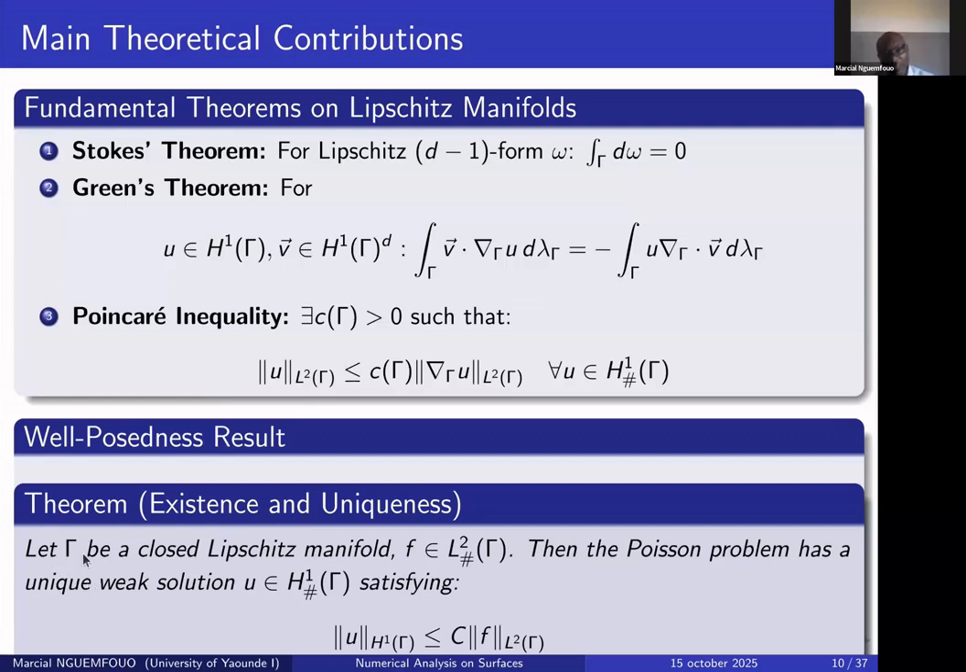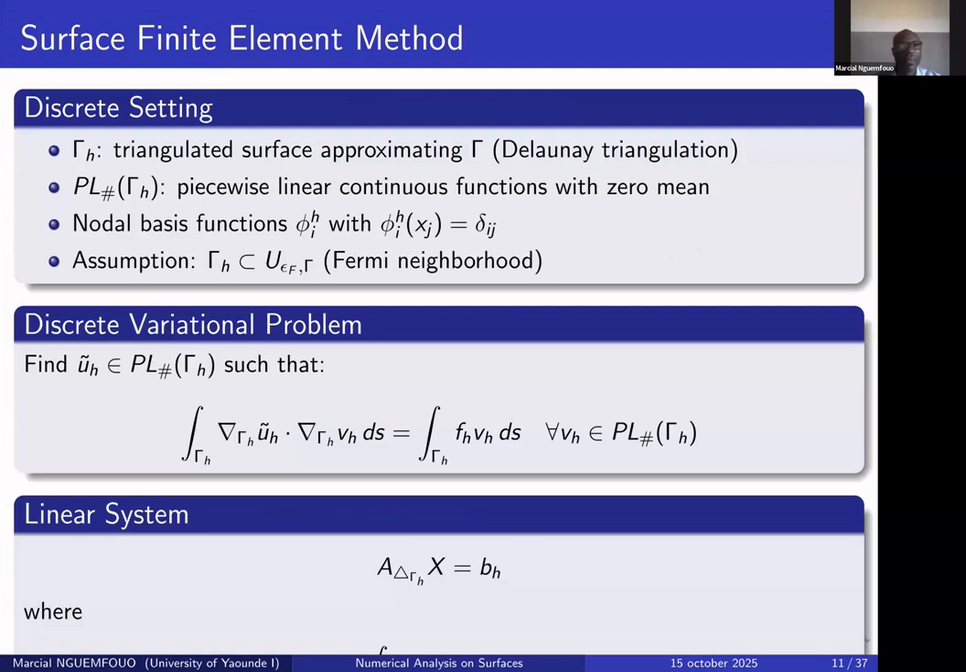Let gamma be a Lipschitz manifold. F lies in L2 of gamma. This is the space with mean value zero. Then the Poisson problem has a unique weak solution U satisfying this inequality. This inequality means that the solution depends continuously on the data. This ensures the stability in the computational framework.